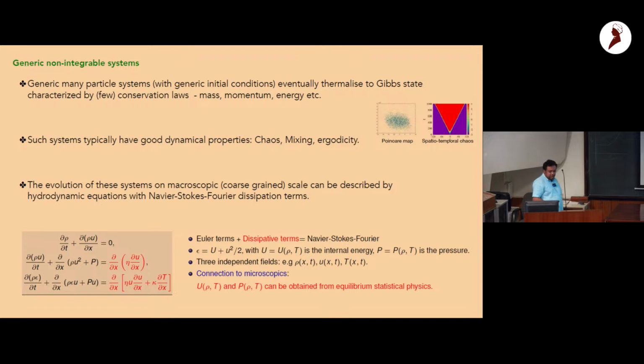Okay, so let me start with generic non-integrable systems. These generic many particle systems with typical initial conditions eventually thermalize to Gibbs state, which is characterized by a few conservation laws: mass, energy, momentum. And such systems typically have good dynamical properties such as chaos, mixing, and ergodicity. And the evolution of these systems on macroscopic scale to that homogeneous stationary state can be described by hydrodynamic equations, which also have Navier-Stokes Fourier types of dissipation terms.